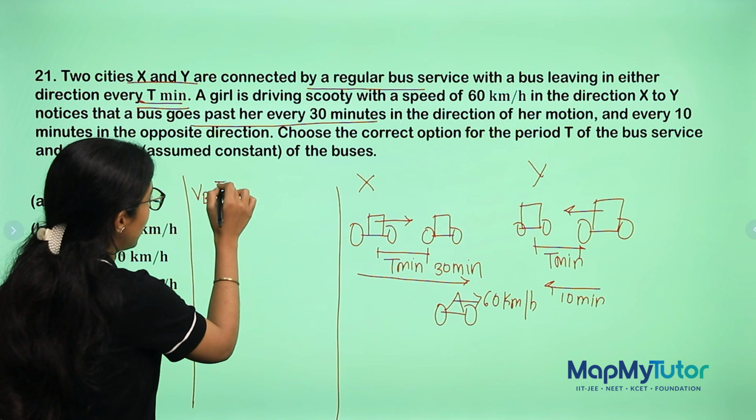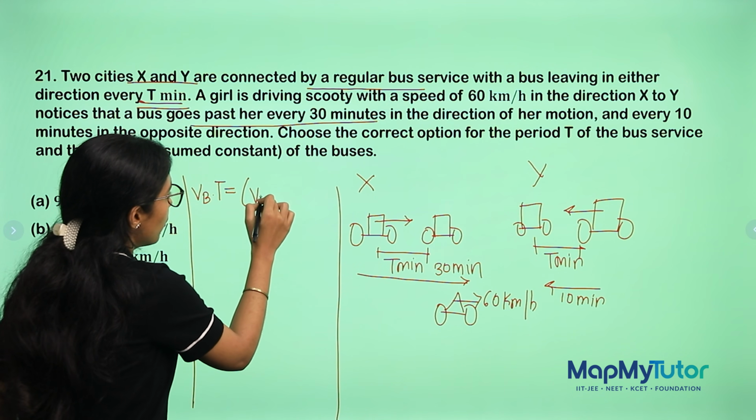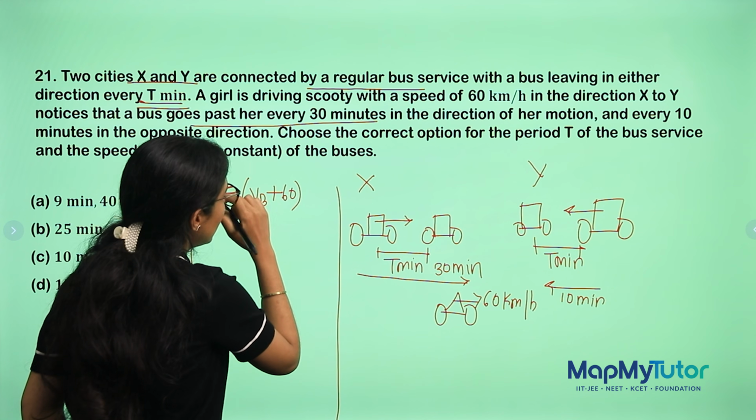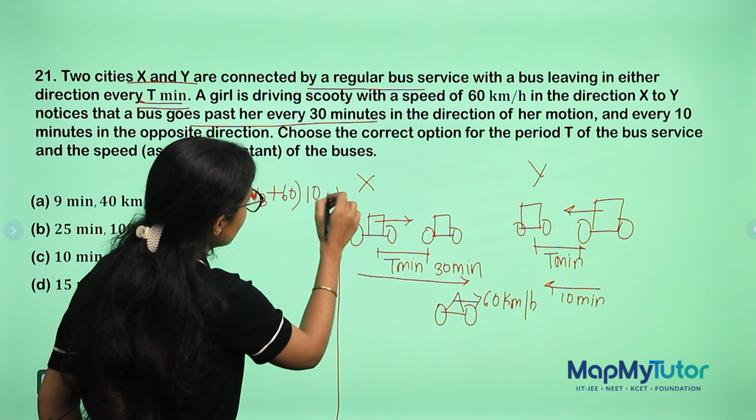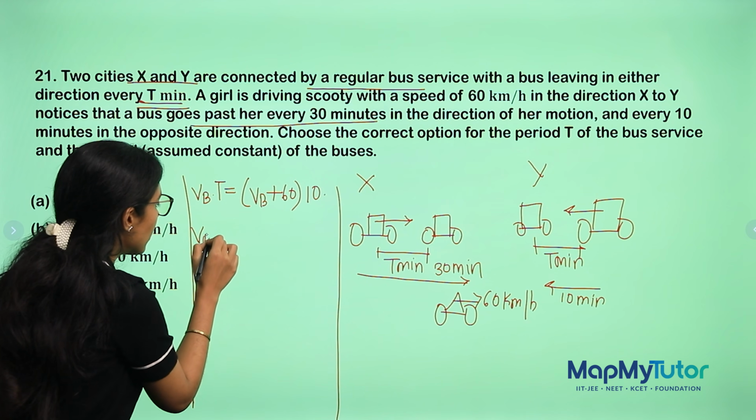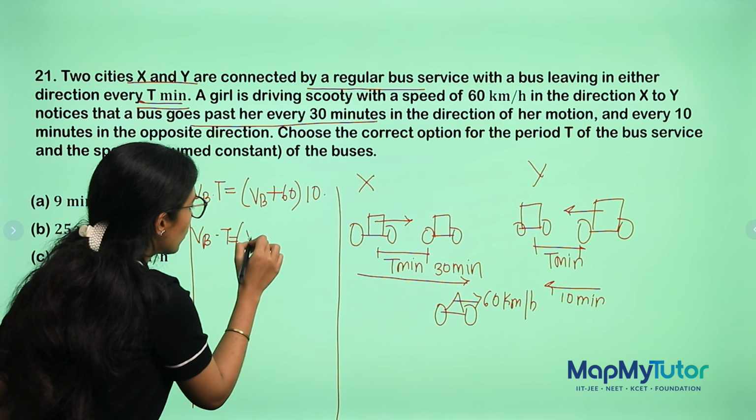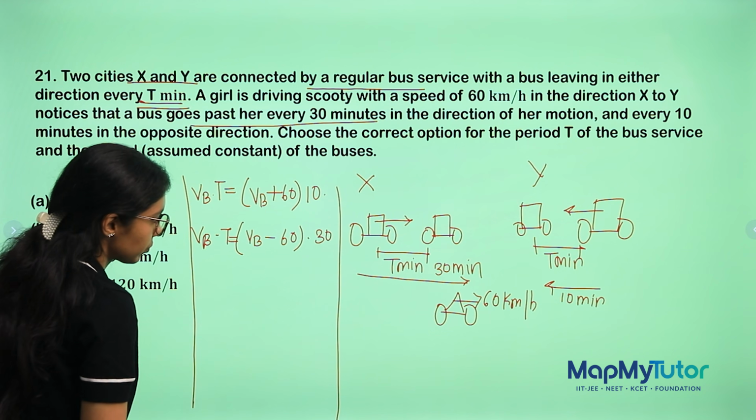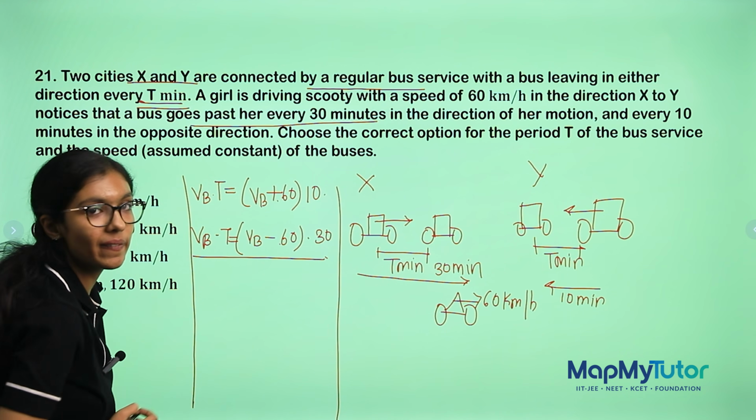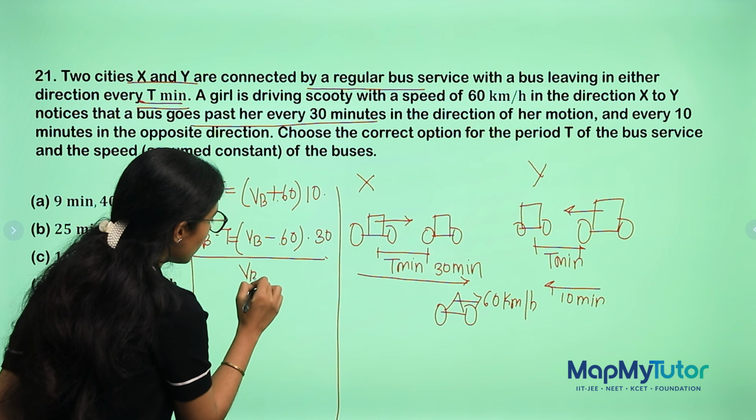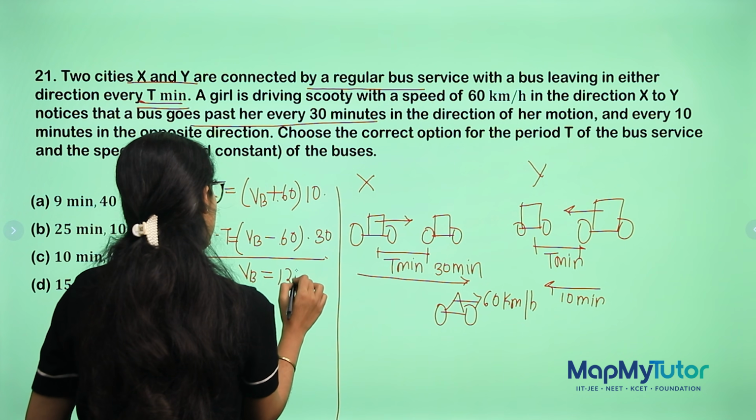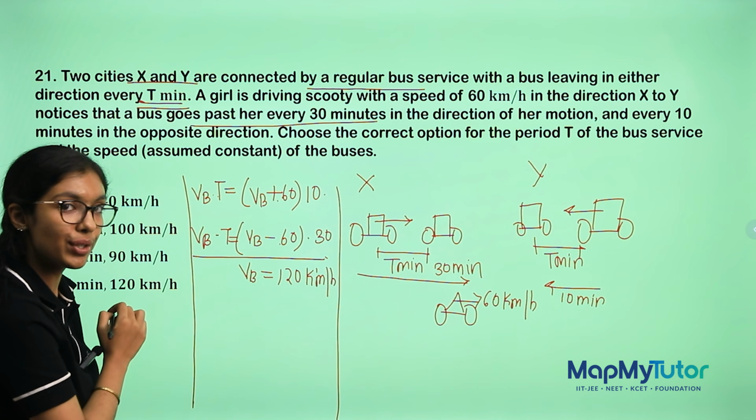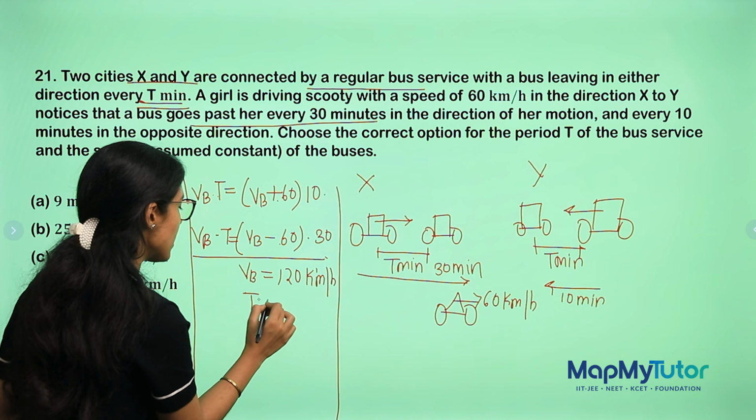Velocity of bus into time t, VB, for that side, plus 60, into 10 minutes. Similarly, for this side also, VB into t equals VB minus 60 into 30 minutes. Now I want you to solve the right hand side. You will get VB as 120 km per hour. Substitute this value back into the first equation. You will get your time as 15 minutes.